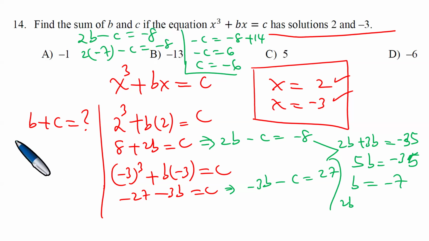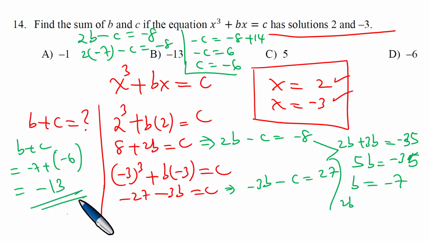So if this is true, then what is b plus c? b is minus 7. c is minus 6. And you're getting the sum of these. Anyway, we already got the answer. The b is minus 7, c is minus 6. Minus 7 minus 6 is what? It's minus 13. The answer is B.